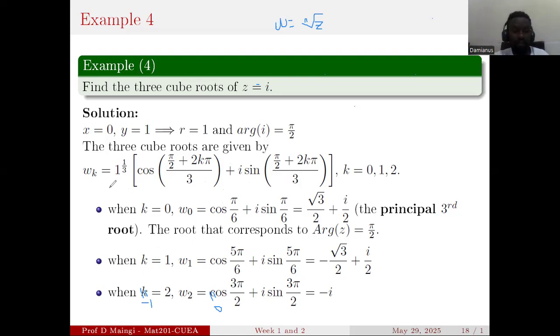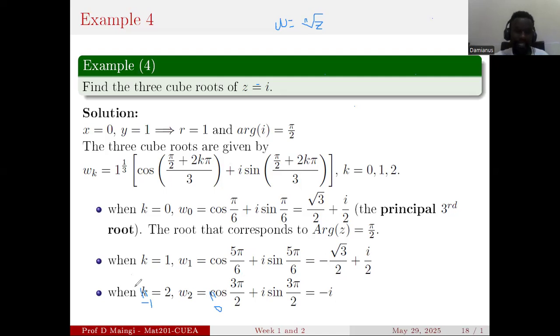And then the other roots, w_k, k is 1. You just put 1 here. You have pi over 2 plus 2 pi over 3. This is how many? 4 plus 1, 5. So you have cosine 5 pi over 6 plus i sine 5 pi over 6.